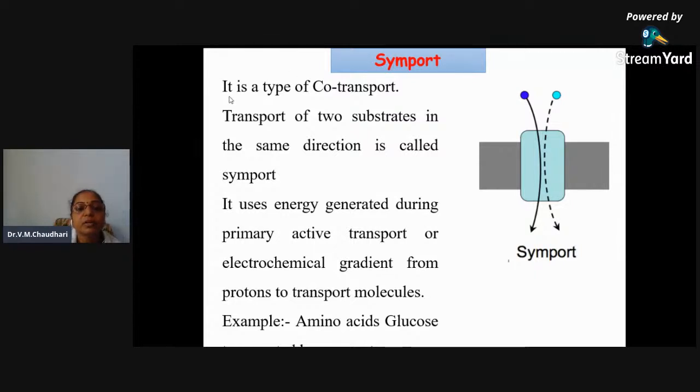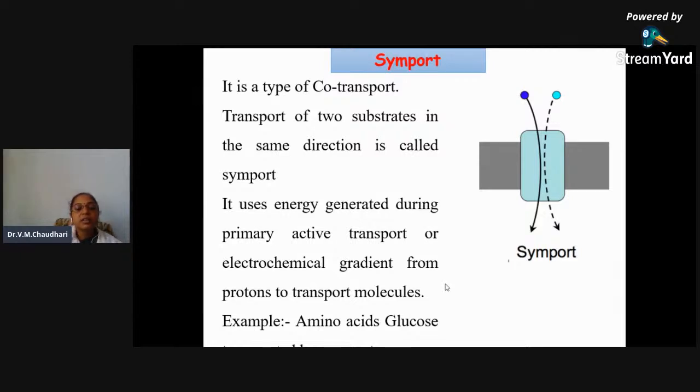It is the type of co-transport system, that is, the transport of two substrates in the same direction is called Symport. See here, this is one molecule and this is a second molecule. These two molecules are transferred inside the cell through this cell membrane. This protein is located in the cell membrane. This protein allows the passage of two molecules inside the cell by the Symport or co-transport mechanism. It uses energy generated during the primary active transport.